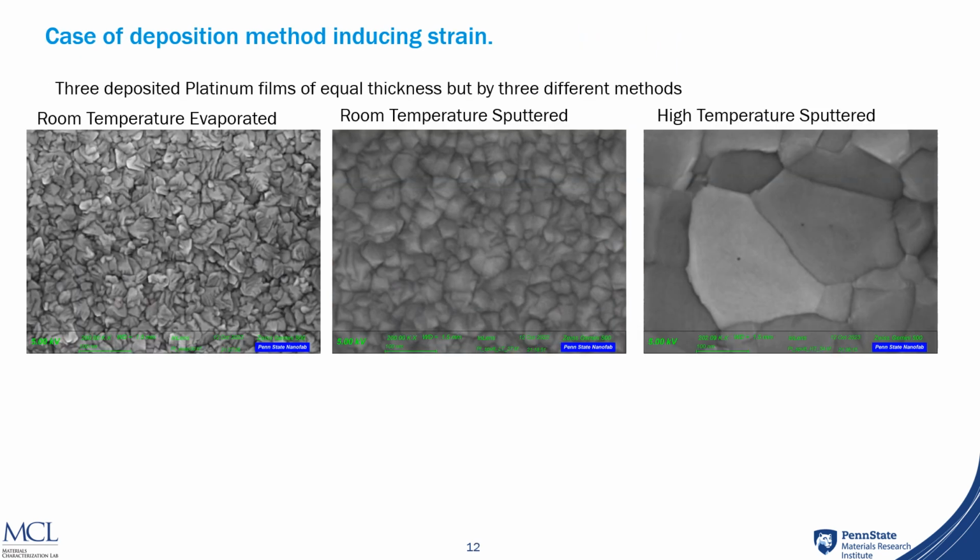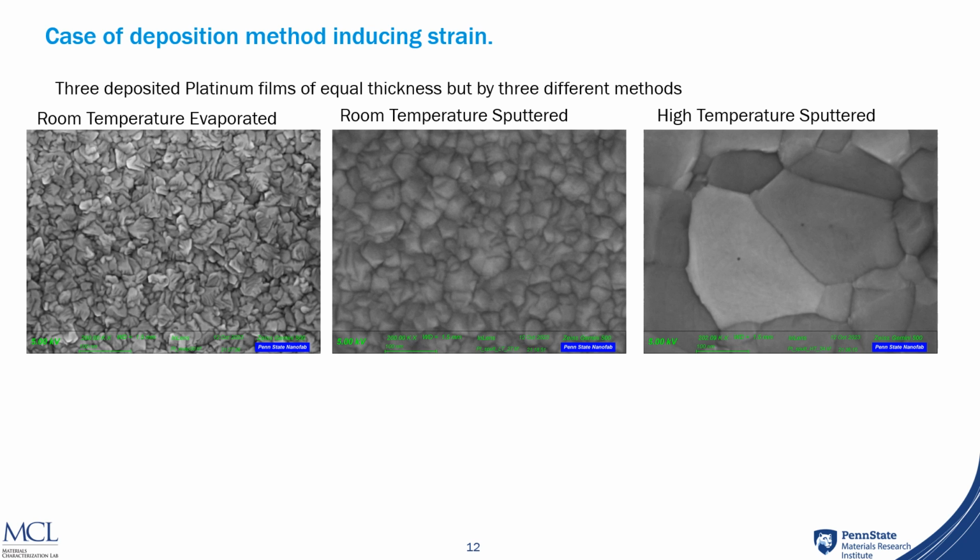So to start with, before we get to those, let's take a look at what happened when we did these depositions of the film. We started with an evaporated, then a low temperature sputter, and then a high temperature sputter. And you'll notice just by looking at top down, these are all images that were taken at the same magnification, and you'll see very large differences in the crystallinity of the material.